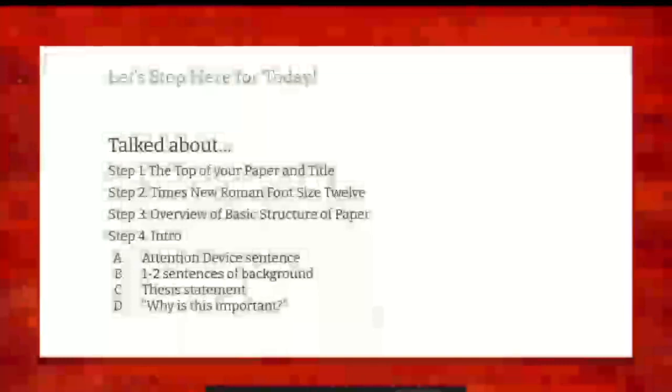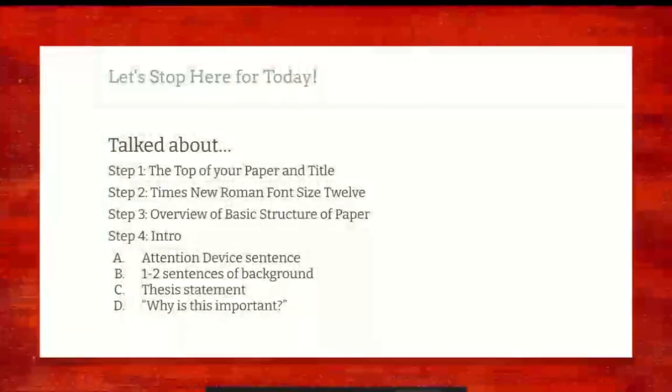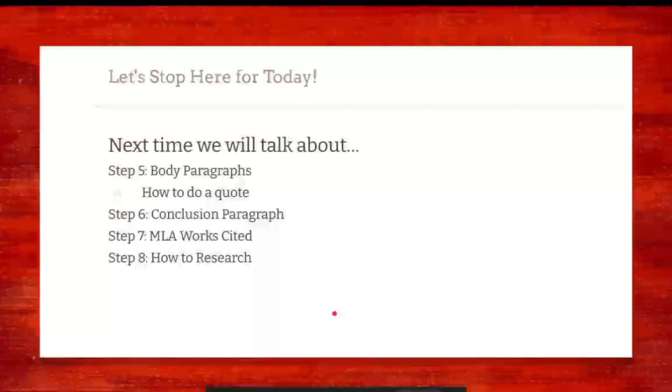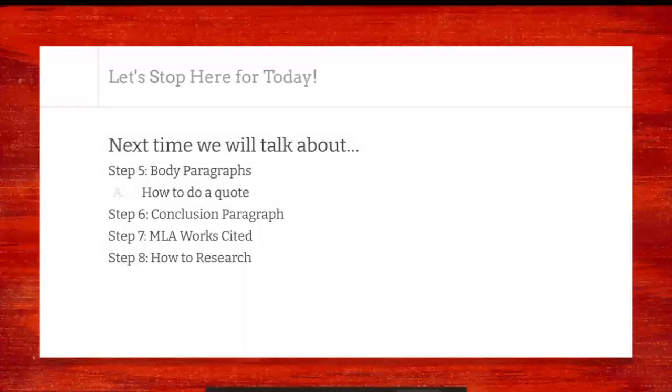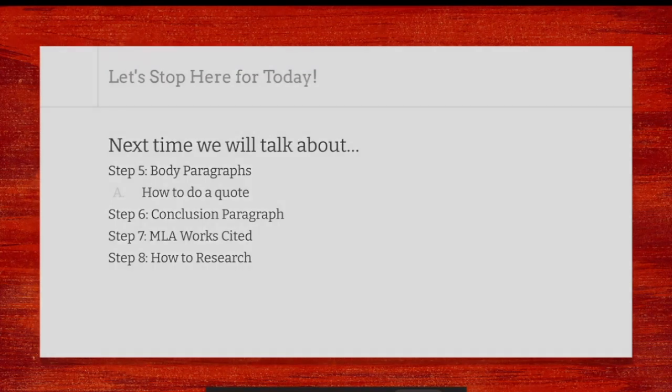All right, let's stop here for today. So today we talked about step 1, which was the top of your paper and the title. Step 2, Times New Roman font size 12. Step 3, overview of basic structure of your paper. Step 4, the introduction paragraph, including the attention device sentence, 1 to 2 sentences of background information, the thesis statement, and why is this important. Next video, we are going to talk about step 5, which are body paragraphs and how to do a quote. Step 6, conclusion paragraph. Step 7, the MLA works cited, and step 8, how to research.